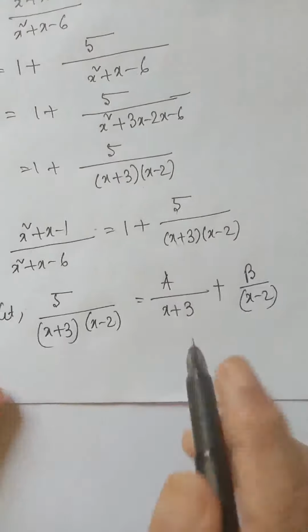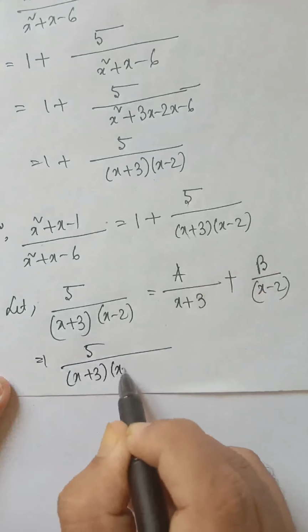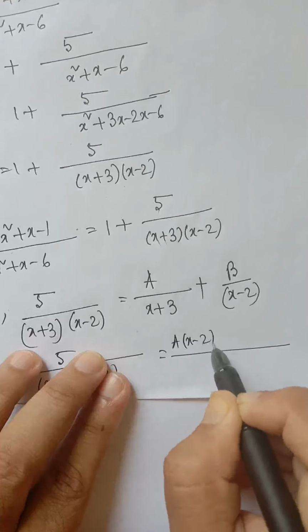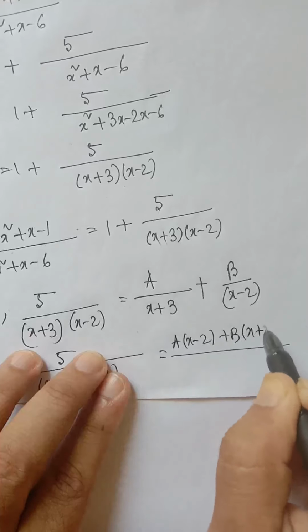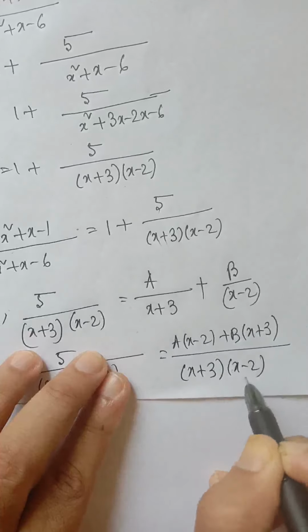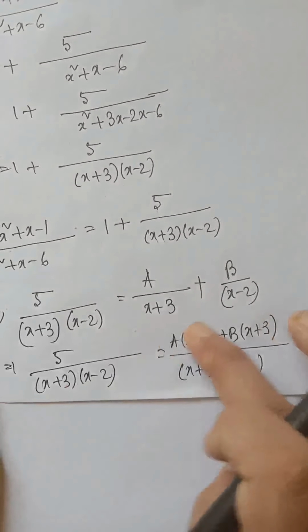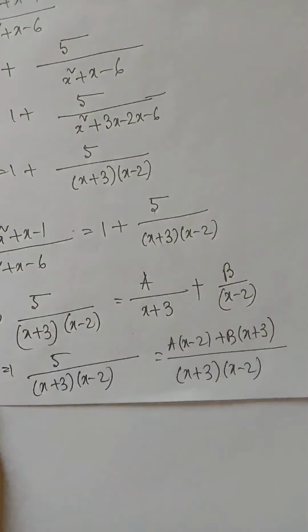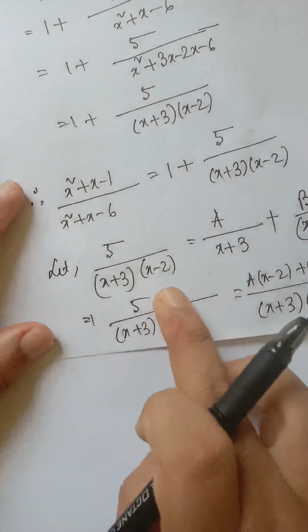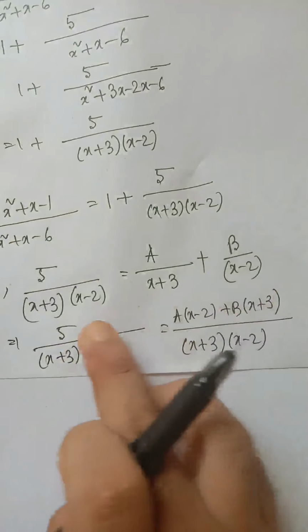Now we have to take the LCM on the right hand side. 5 over x plus 3 into x minus 2 equals a into x minus 2 plus b into x plus 3, by x plus 3 into x minus 2. Cancelling the denominators, these two terms, we get 5 equal to a into x minus 2 plus b into x plus 3.